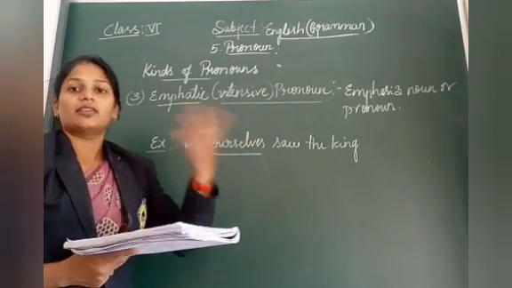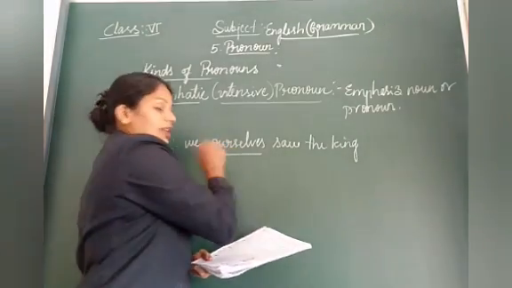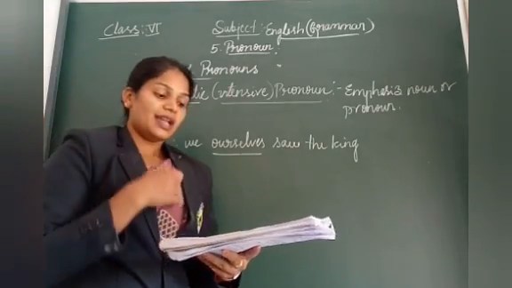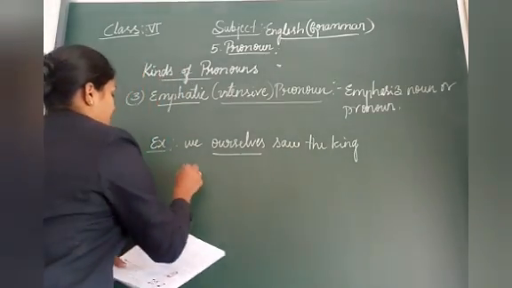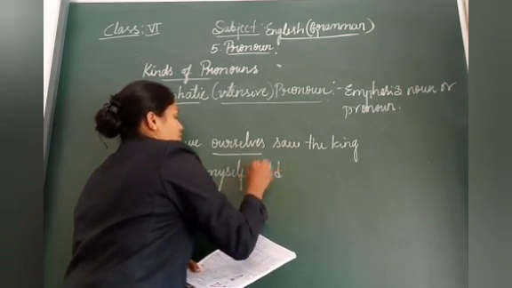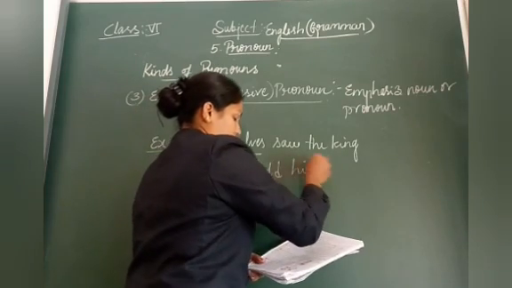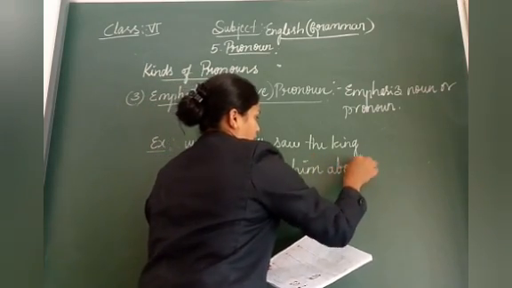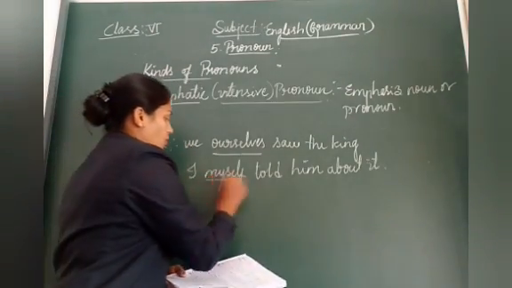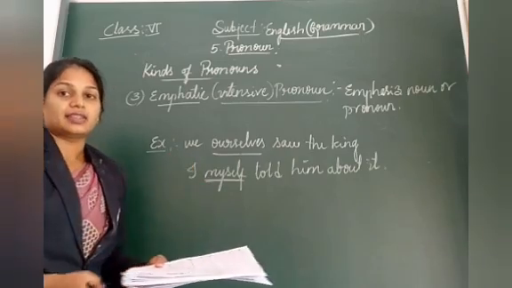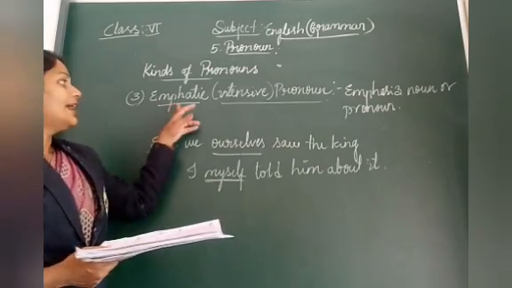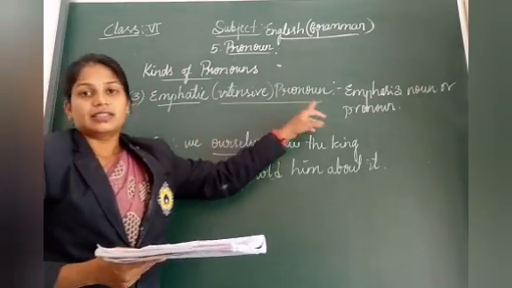We ourselves saw the king. Is it not given more importance to ourselves? That only is said here. One more example. I myself told him about it. Here also the same. We are emphasizing I with myself. So myself is a stressing pronoun. Okay. So that is the emphatic or intensive pronoun.